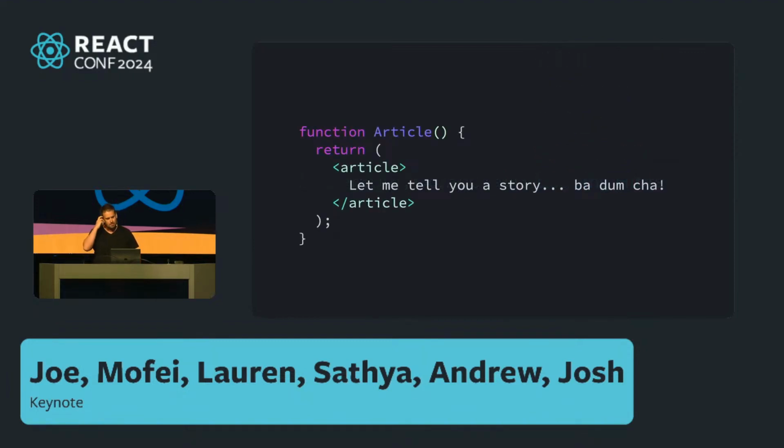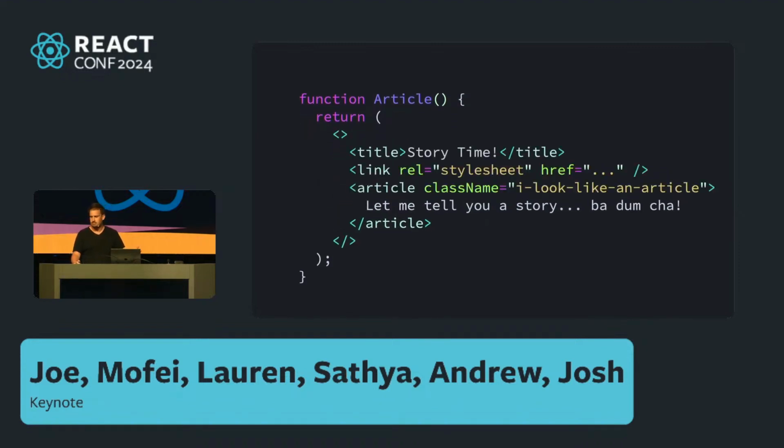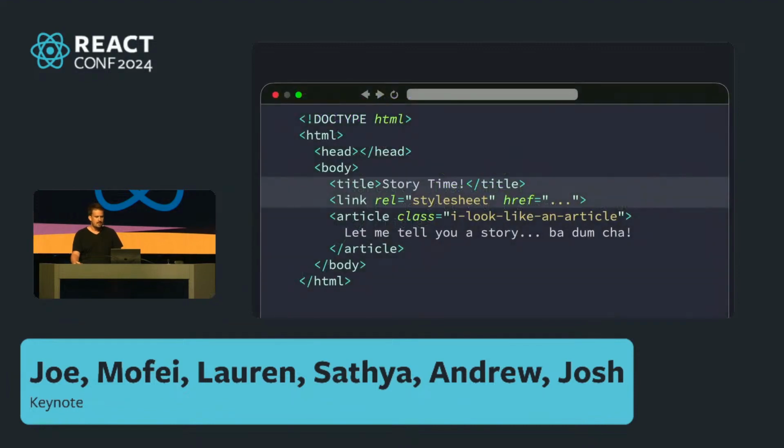Imagine an app where some routes render articles. Our article component is a great, natural place to put page-specific information, both the visual article content, but also things like the page title and the styles that are specific to the article's visual representation. But consider where these elements will end up in your HTML document if you were to actually render them like this. They're almost certainly not going to be where you want them to.